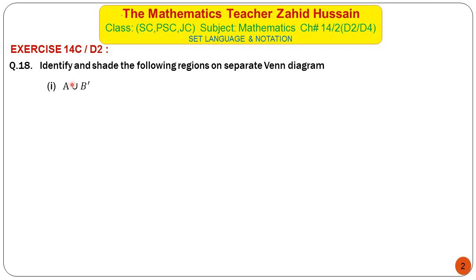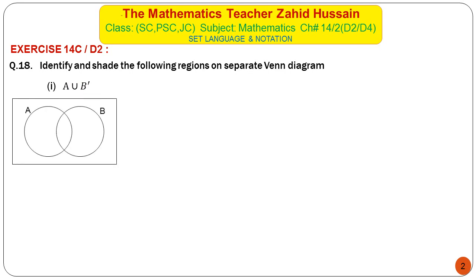This set is given: A union B complement. This is the Venn diagram. We will decide regions for these two sets and then we will take union of those regions. Set A is this circle. This circle and this circle are two overlapping or intersecting circles. So these two regions belong to set A, and B complement means the region outside circle B. Outside circle B is this region and this region.